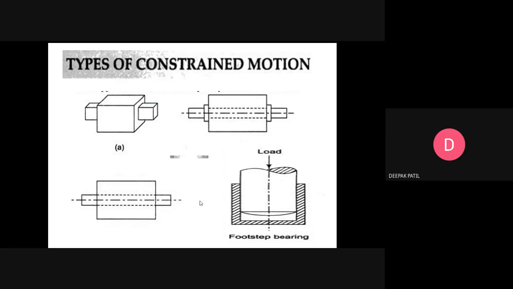Completely constrained motion, incompletely constrained motion, and successfully constrained motion. Very good. So these three types we discussed are nothing but the types of constrained motion. Okay. Next topic now.